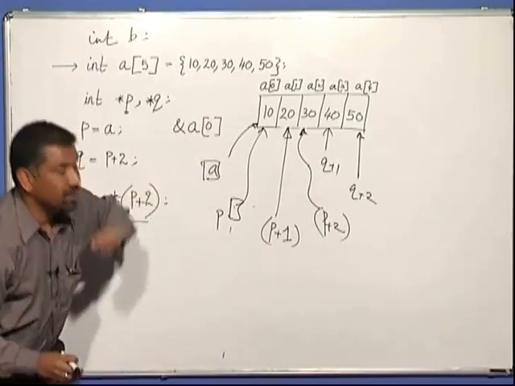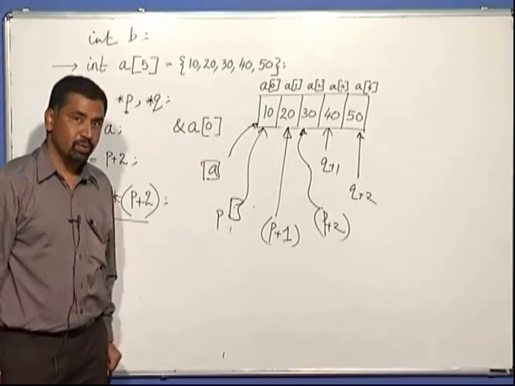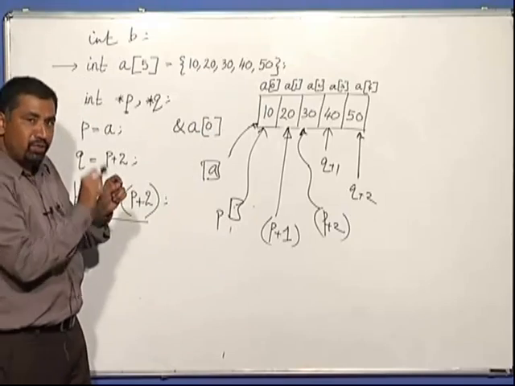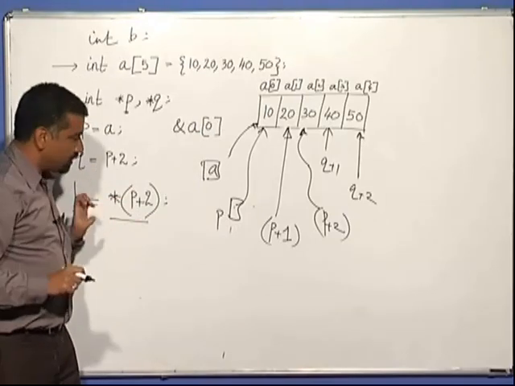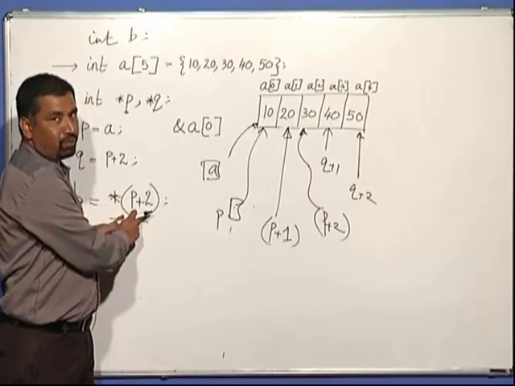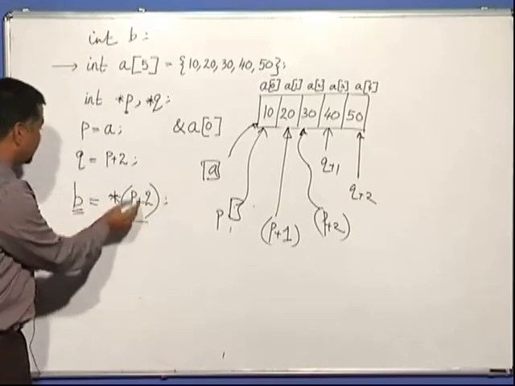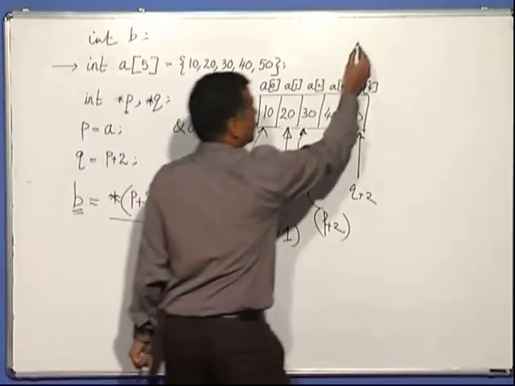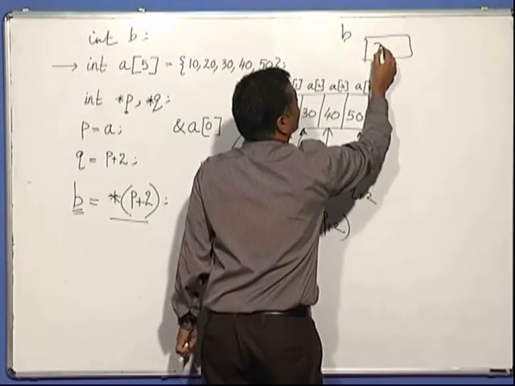But now I want 30. How do I get 30 from P plus 2? We already know that we need to use the indirection operator, the star. Put the star in front of the address, you get the value. So this is nothing but 30 will be assigned to B. So if you have a variable B somewhere, now 30 gets into it.